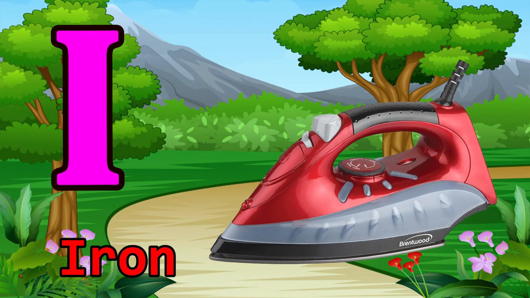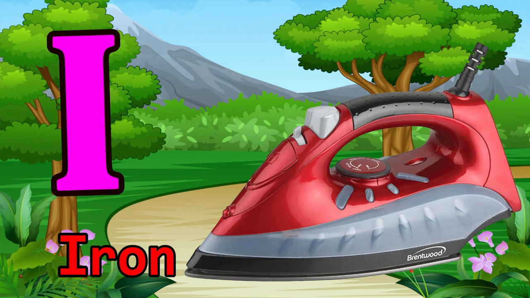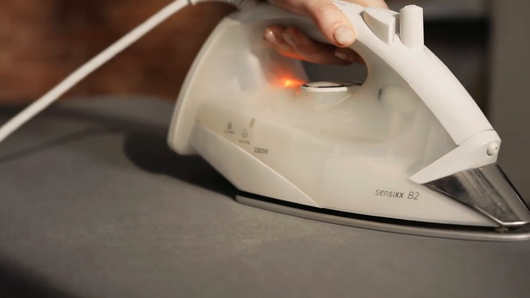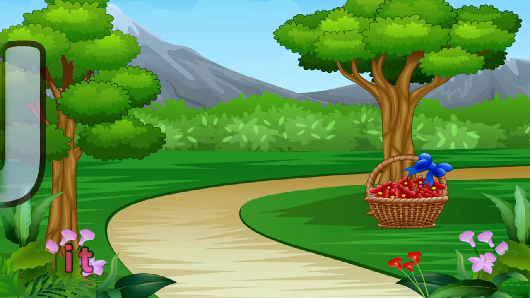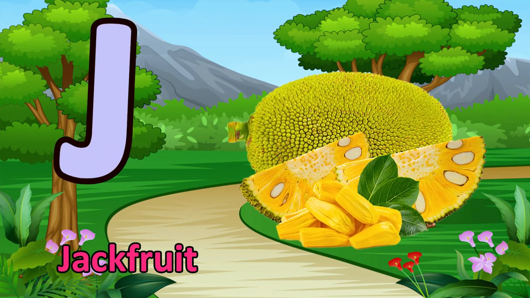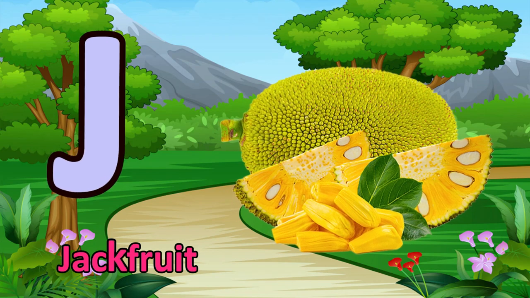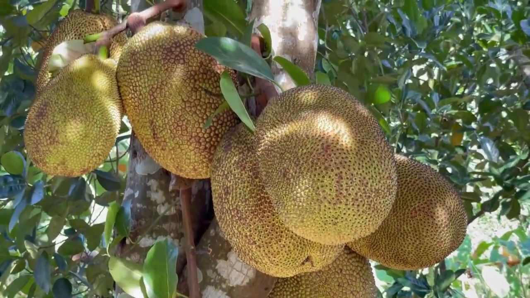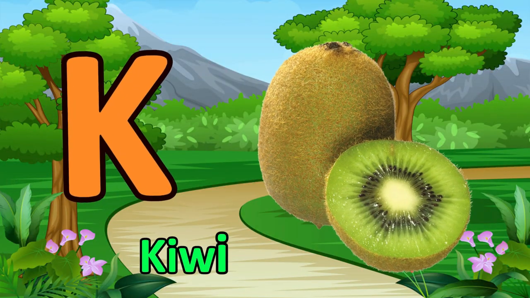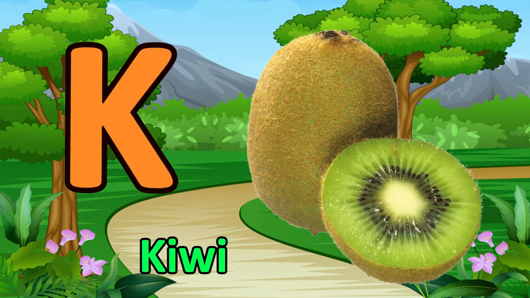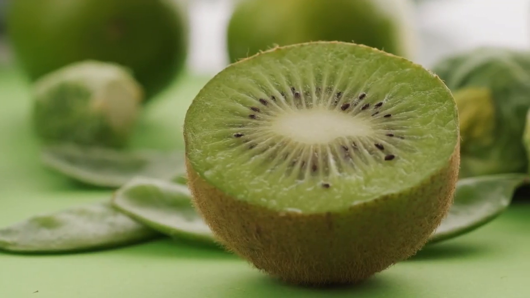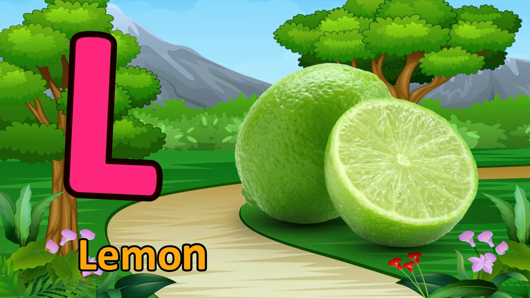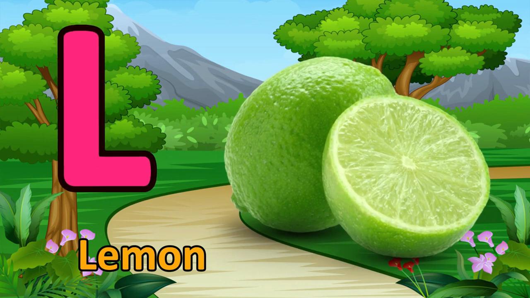I for iron. J for jackfruit. K for kiwi. L for lemon.